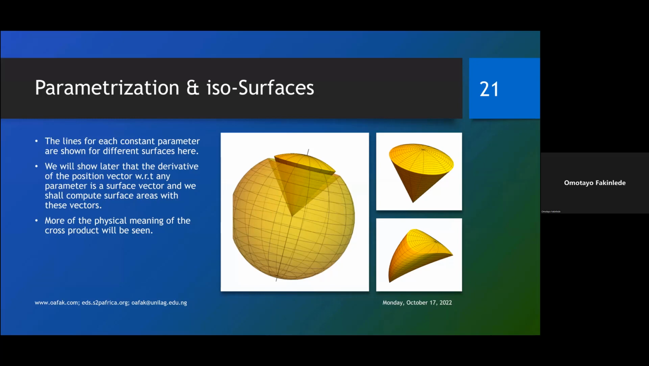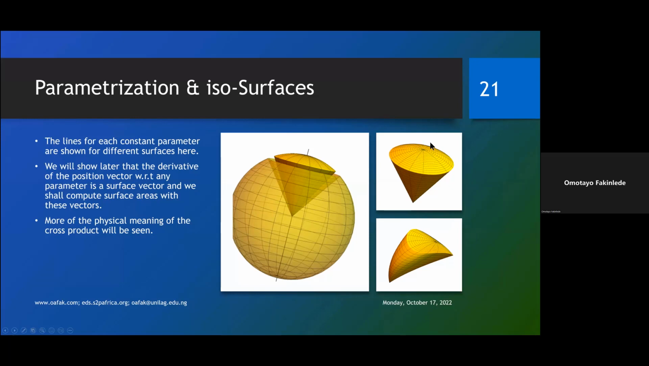So after parameterizing the surface with Cartesian, I will parameterize the surface with spherical coordinates. You can see that you can parameterize in any way you like. It may look contradictory, but you can see it will happen. The lines we are seeing here are the isosurfaces, where one particular parameter is constant.